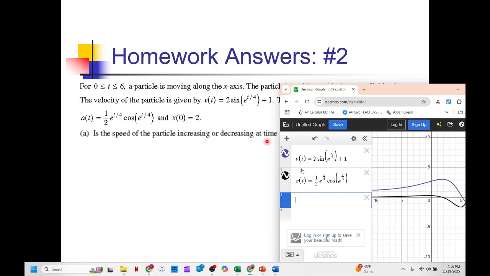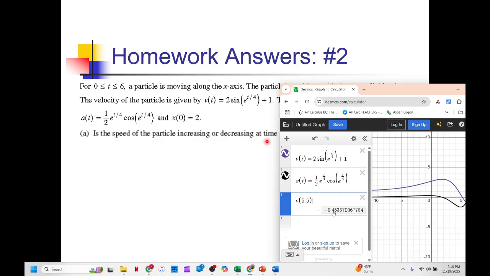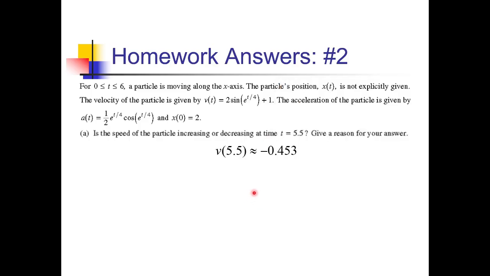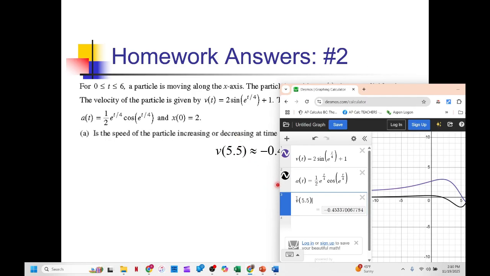All right, so let's find v of 5.5. And it looks like that's coming out to negative 0.453. Now let's find a of 5.5 and see if that agrees. So let me just change this v to an a, and that comes out to negative 1.359.